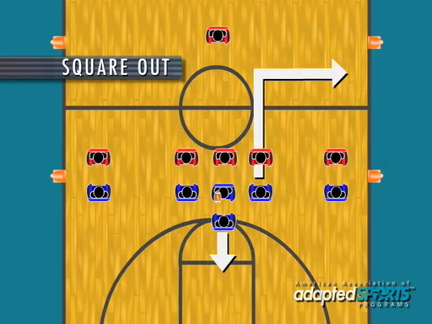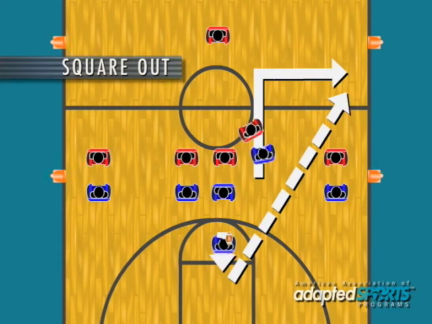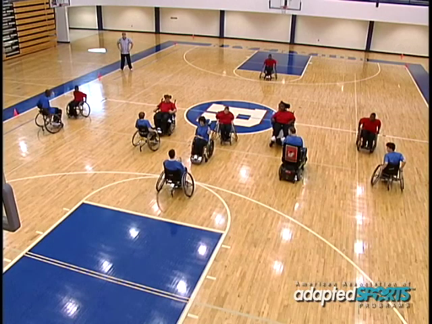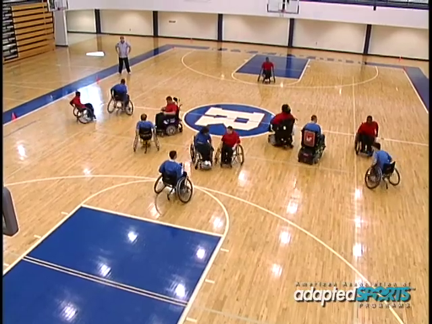Once again, here's a look at the square out route, the receiver working to the sidelines for the possession. This time, let's see the play using a power chair athlete as a receiver. And remember, the play isn't dead until the power chair is touched.